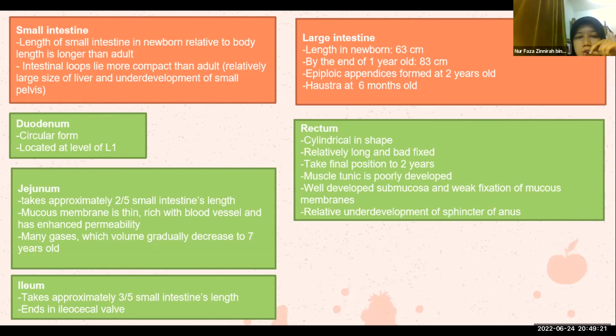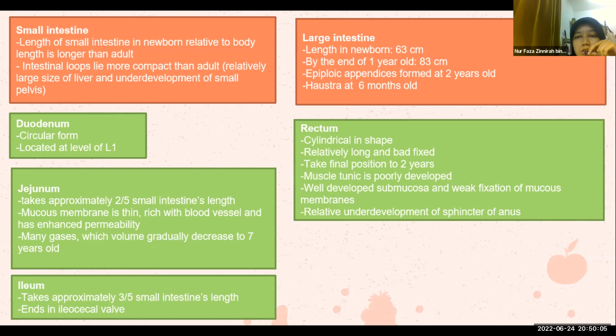So next is the small intestine. The length of the small intestine in newborn relative to the body length is longer than adults, and the loops are also more compact than adults because of the relative large size of the liver and also the underdevelopment of the small pelvis. The duodenum is in circular form and located at the level of L1. Meanwhile, the jejunum takes about 2/5 of small intestine length. The mucous membrane is thin, rich with blood vessels, and has enhanced permeability. It also has many folds, but the volume will be gradually decreased to 7 years old. In the ileum, it takes about 3/5 of small intestine length.